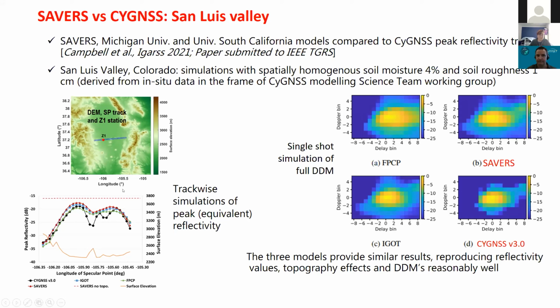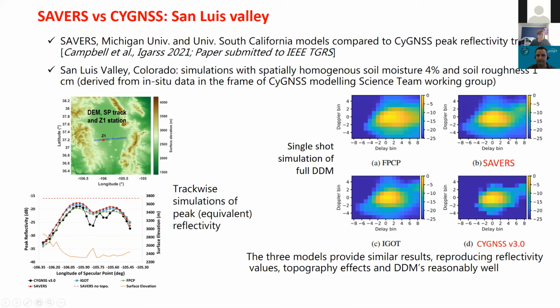And the results of this collaboration are reported here in the left bottom plot. Here again, track-wise simulations of the peak reflectivity are reported compared with Cygnus black data. The different colors in this plot report the simulations from the SAVERS model, the model from the Michigan University, and the model from the University of Southern California.